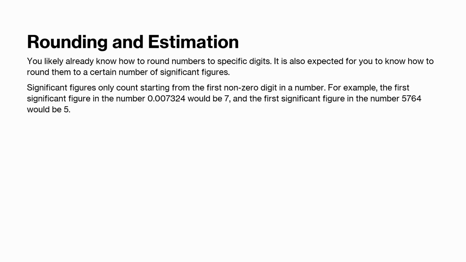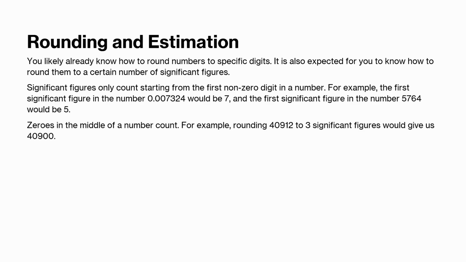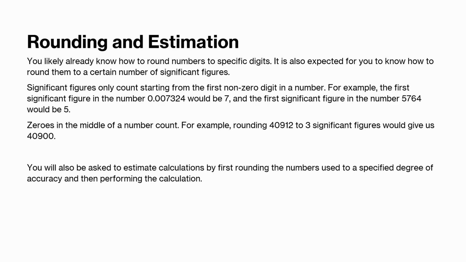And similarly, the first significant figure in the number 5764 would be 5. Zeros in the middle of a number, however, do count. For example, rounding 40,912 to 3 significant figures would give us 40,900. You will also be asked to estimate calculations by first rounding numbers used to a specific degree of accuracy, whether that be digits or significant figures, and then performing the calculation.